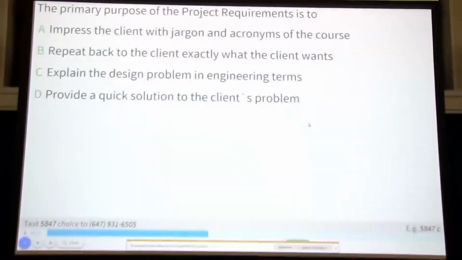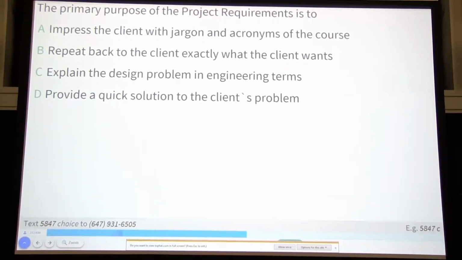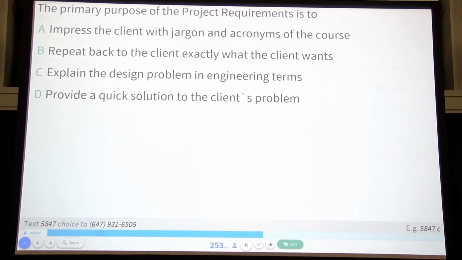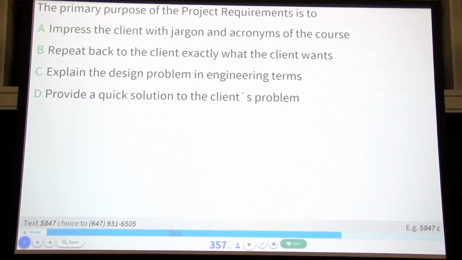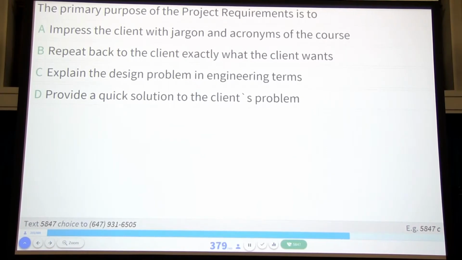The primary purpose of the project requirements is to: A, impress the client with jargon and acronyms of the course. B, repeat back to the client exactly what the client wants. C, explain the design problem in engineering terms. D, provide a quick solution to the client's problem. This is a quick review question, not a difficult one.